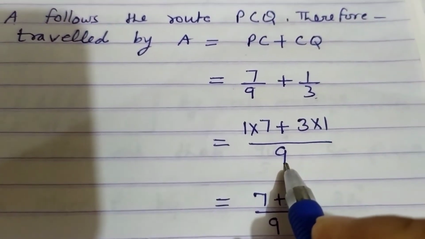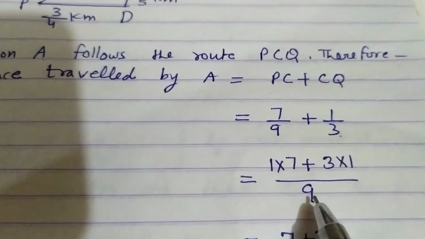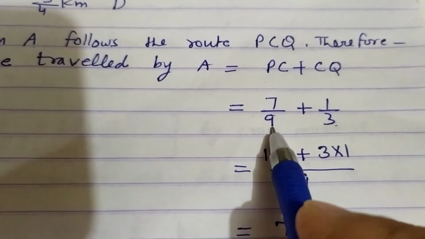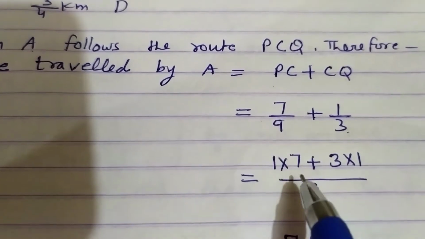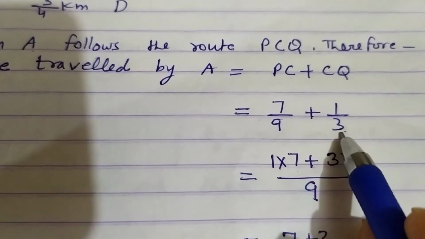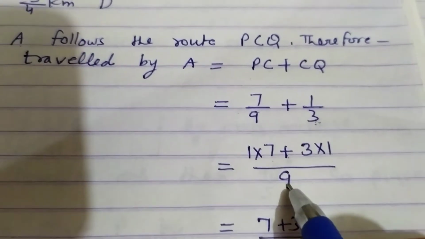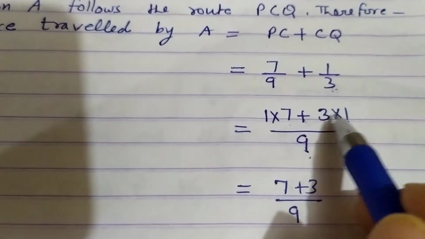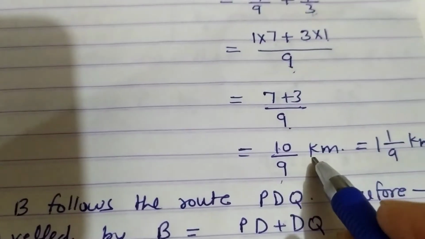Now, you are familiar with the LCM very well. Now, we will divide this LCM 9 by this 9. 9 ones are 9. Then 1 multiplied by this 7. Plus, we will divide this 9 by this 3. 3 threes are 9. Quotient is 3. Then 3 multiplied by 1. 7 ones are 7 plus 3 ones are 3. 7 plus 3, 10. 10 upon 9 km.